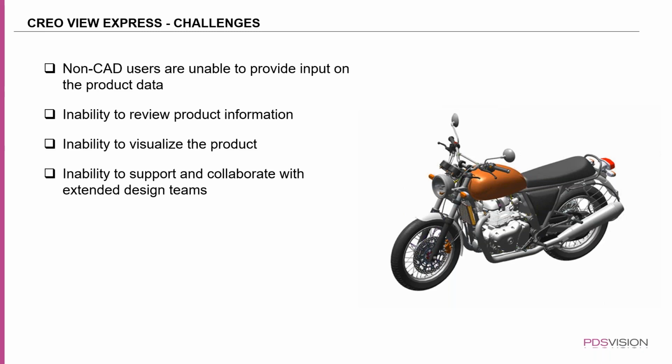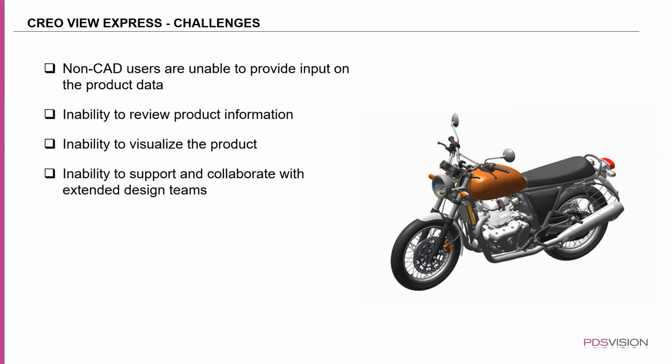Sometimes as someone who works in the manufacturing department, you might get a drawing which is in 2D, but for you to visualize or imagine what that particular part looks like, you have to think in 3D. But with Creo View Express, you are able to open that 3D model and rotate it and have a look at it. So you don't have to try and visualize something from 2D in 3D.